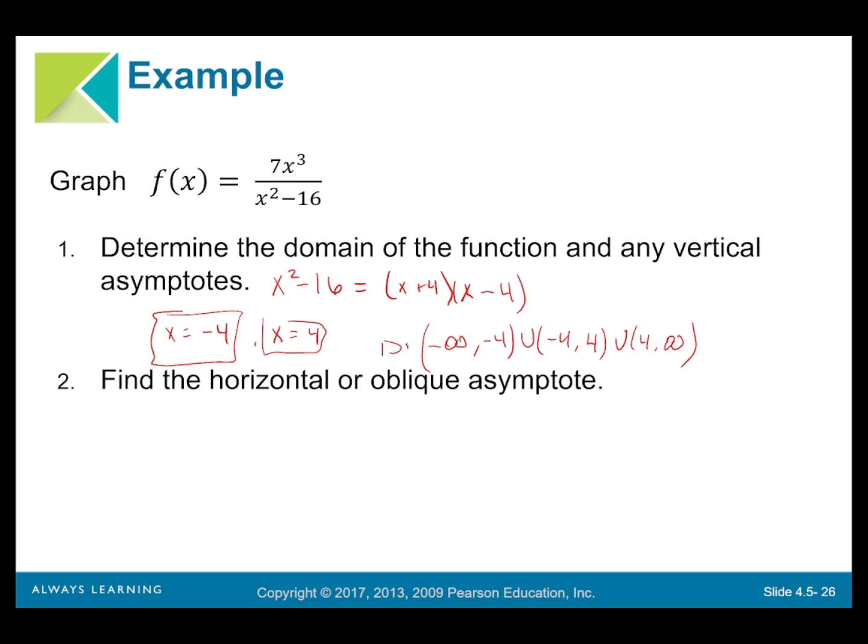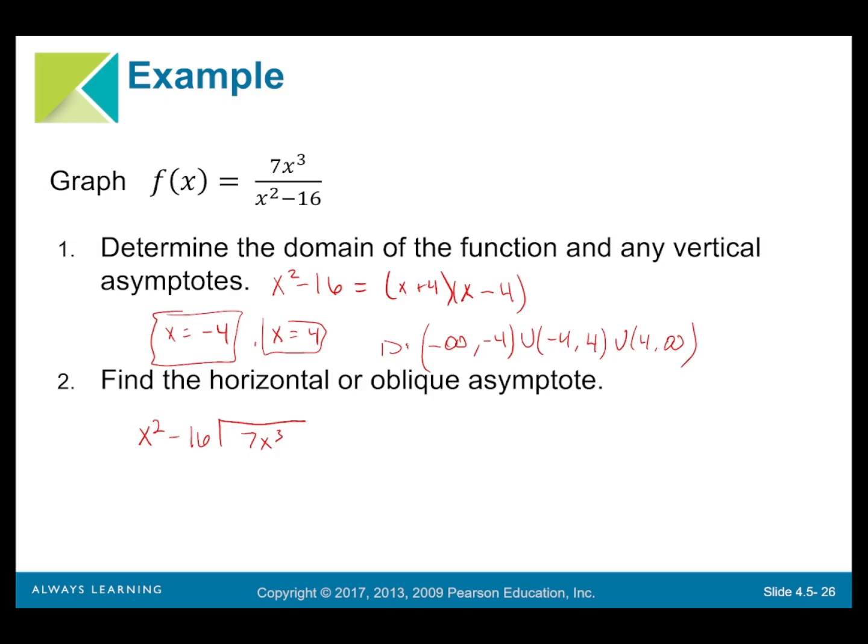So now to find our horizontal asymptote, we know that there's no horizontal asymptote because the degree of our top term is bigger than the degree of the bottom term. So there could be an oblique asymptote. And what we need to do to figure that out is divide x squared minus 16 into 7x cubed using our long division.